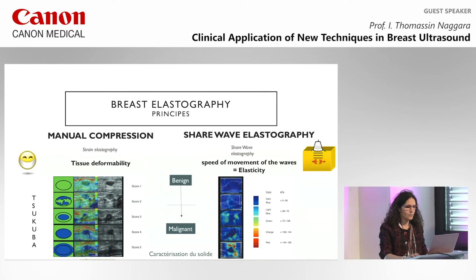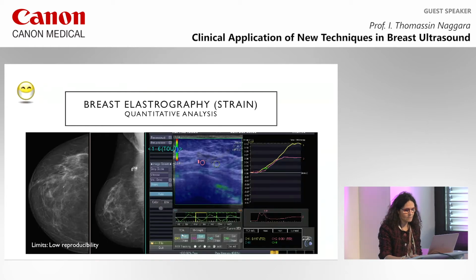And for the solid, we also have classifications, and you must be careful because the color maps do not always correlate between strain and shear waves. And depending on the type of morphology on elastography, you will have lesions that can be classified from benign to malignant, to characterize this solid lesion.